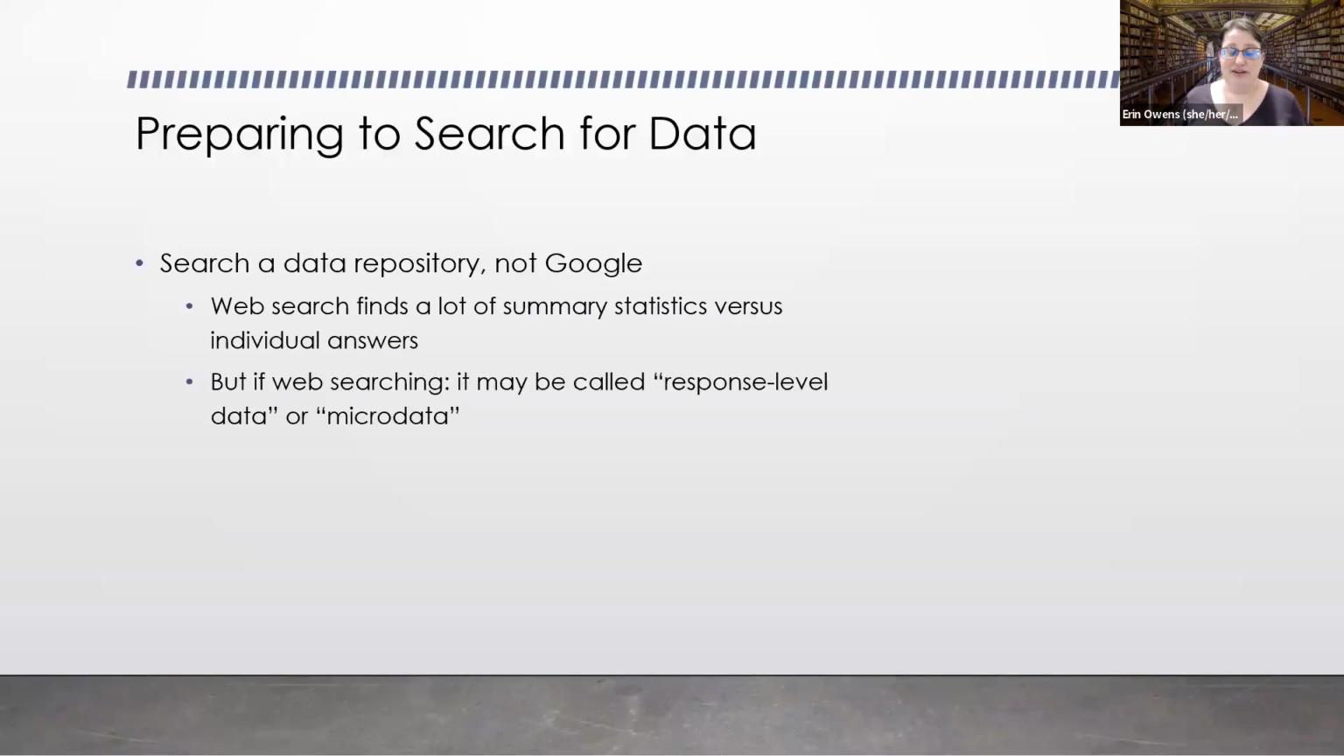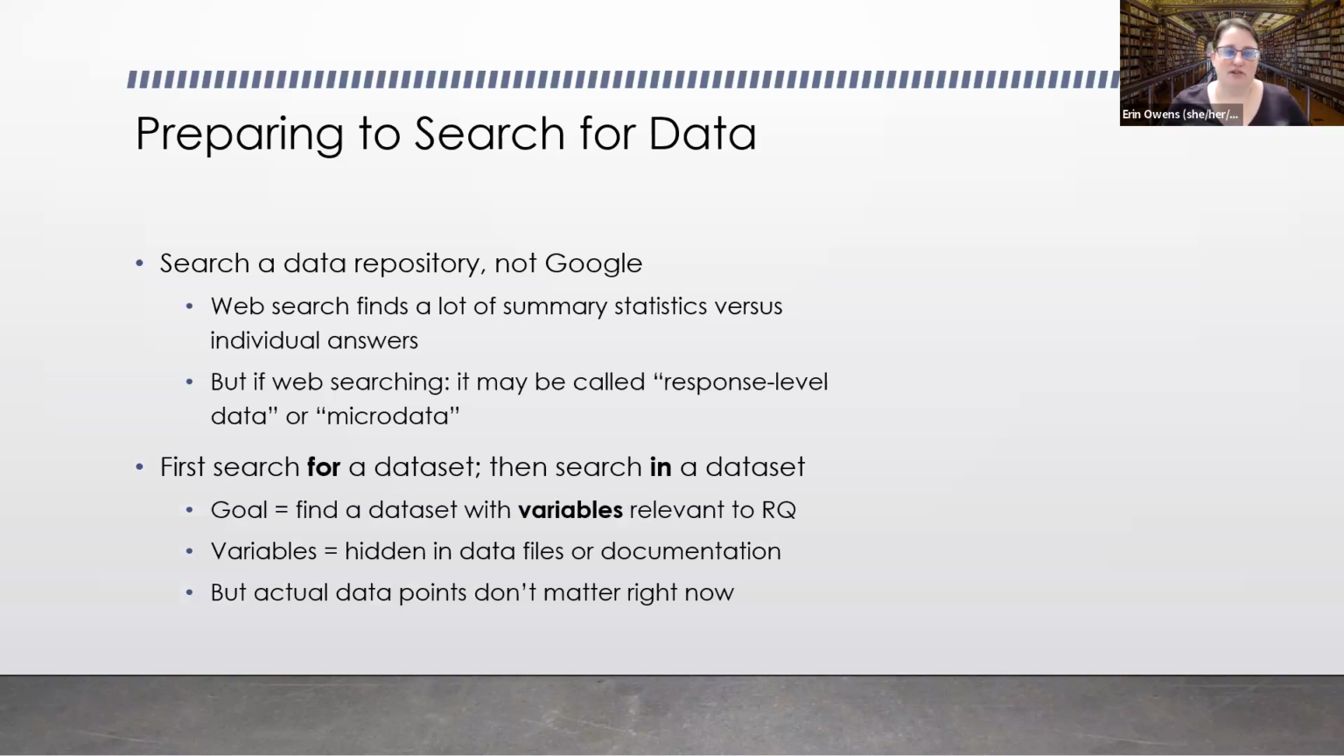We definitely want to be sure we are searching data repositories, not just searching the web via something like Google. A web search is generally going to find a lot of summary statistics, more of that aggregated level, versus finding the actual row by row, point by point individual data. If we are web searching, some of the keywords that we want to be paying attention to are things like response level data or microdata. Those may appear to help distinguish an actual raw data set or cleaned data set from summary statistics.